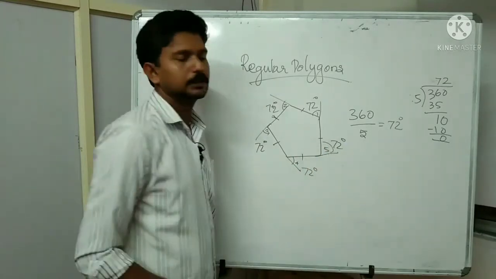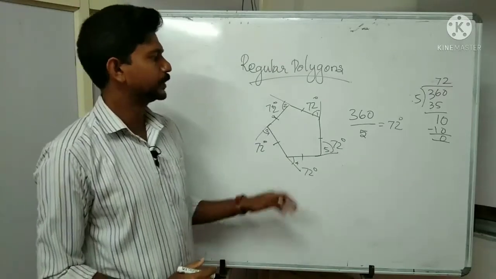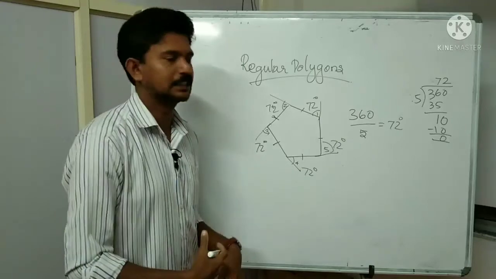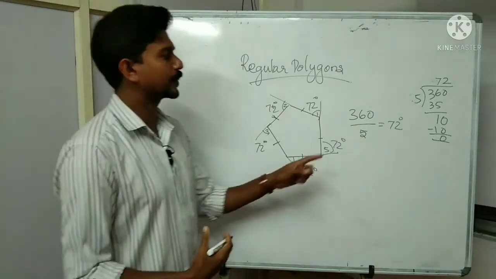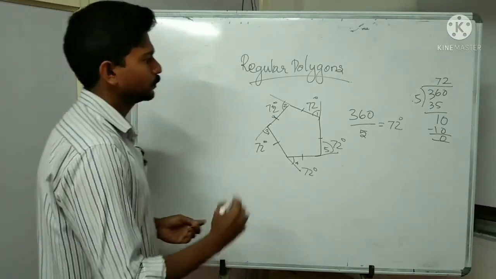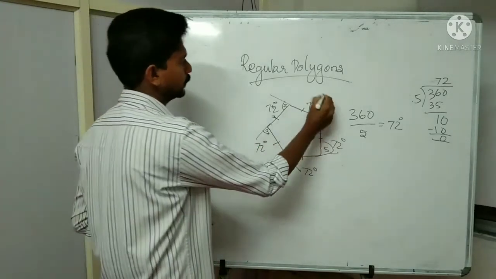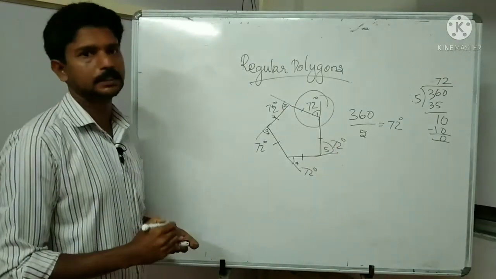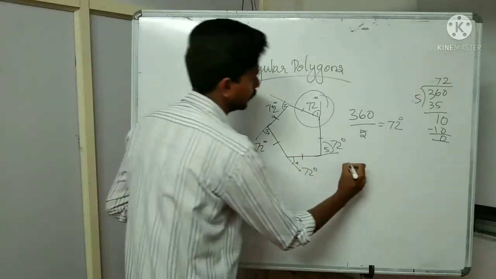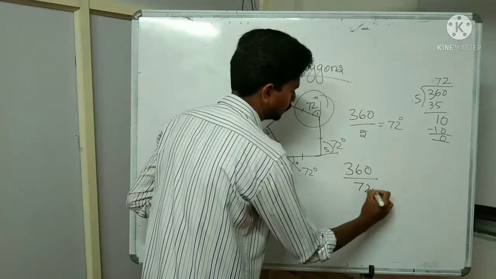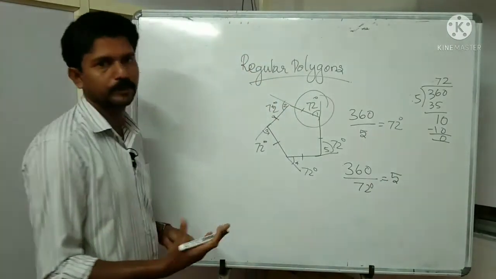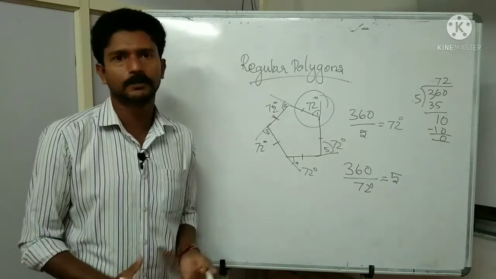Okay. So if you know the number of sides, we can find out the angle measure. It is also vice versa. If we know the angle measure, we can find the number of sides. So how? If it is given that the angle measure of an exterior angle of a regular polygon is 72, find the number of sides. So we can divide 360 by 72 degrees, we get number of sides equal to 5. So when you divide it in this way, we can find it.